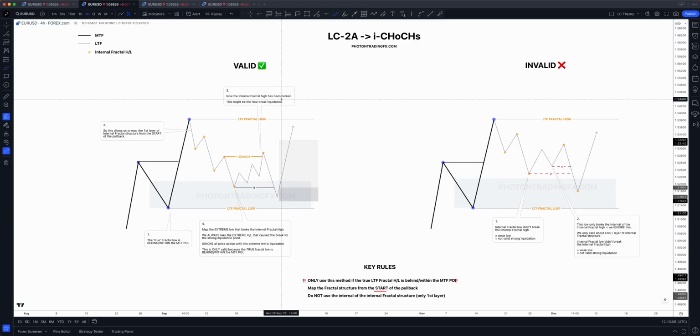If you find it confusing, leave it alone. Never look at the internal fractal structure. Just pay attention to the true fractal structure. Otherwise, if you want to use it and you get it, okay, but just be careful with it, okay? Because obviously this is, in theory, lower probability than the true fractal structure. That's why we only use it in very specific scenarios.